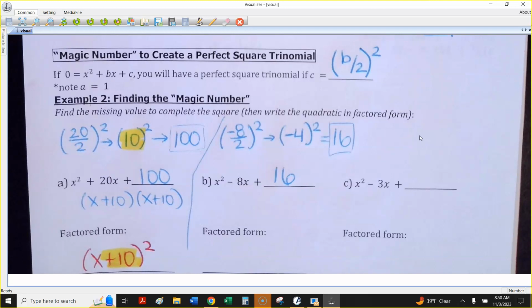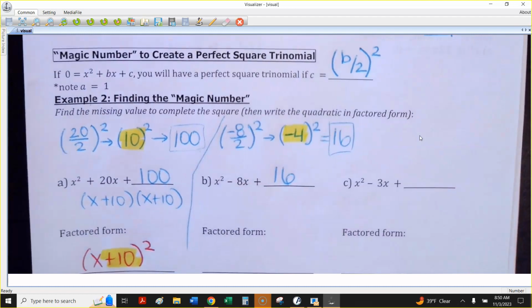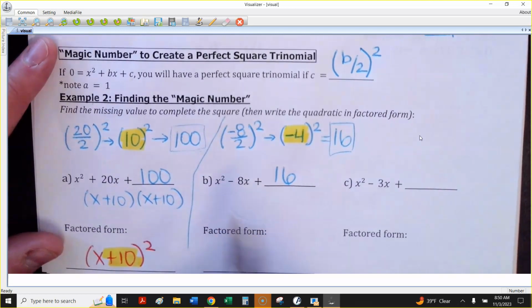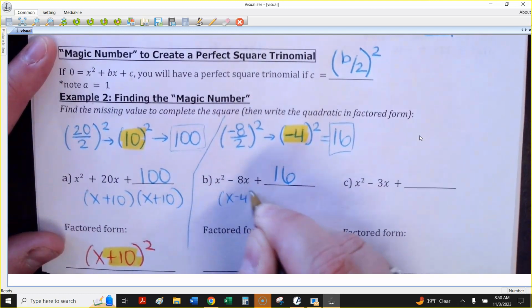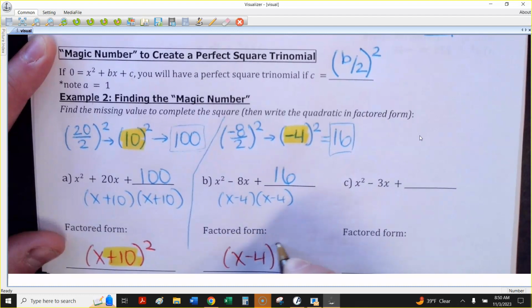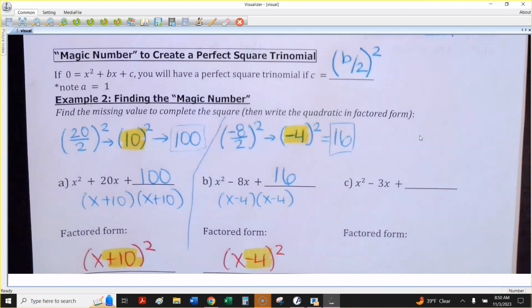But I promise you, whatever you squared, so here I squared negative 4, is going to be in the factor with the x. And if you think about it for a second, multiply to get 16, add to get negative 8, it'd be x minus 4 times x minus 4, or the entire purpose of doing this, x minus 4 squared. And so I squared negative 4. That is what is in the little parentheses with your factor with x.